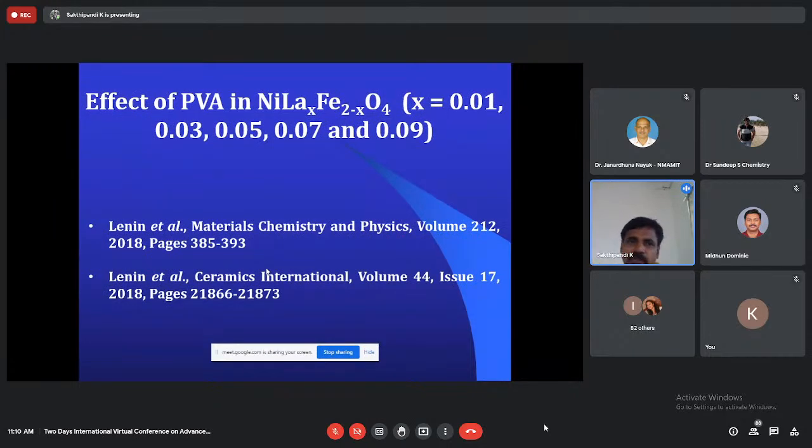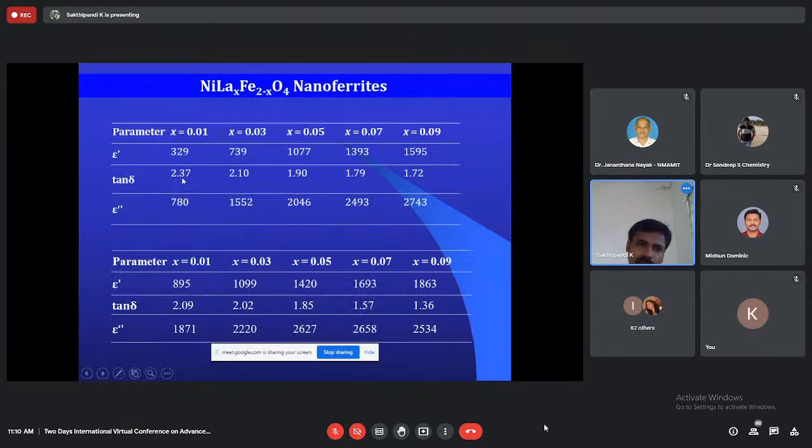In the same way, instead of neodymium, I put lanthanum in this case. Here also there is a sudden increase in the dielectric constant. It is 329, and it goes to around 895. Here 780, and epsilon double dash will be 1875. Here also it is 1500, and this is 1800. So an increase in dielectric properties is observed.